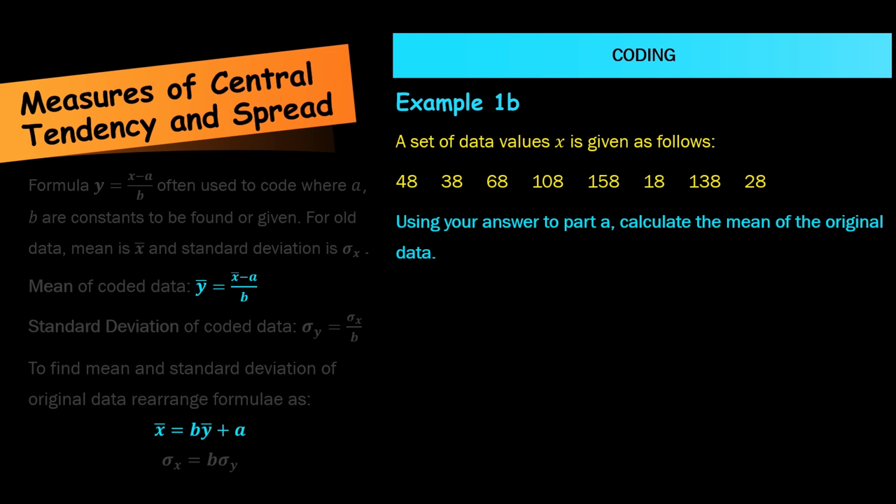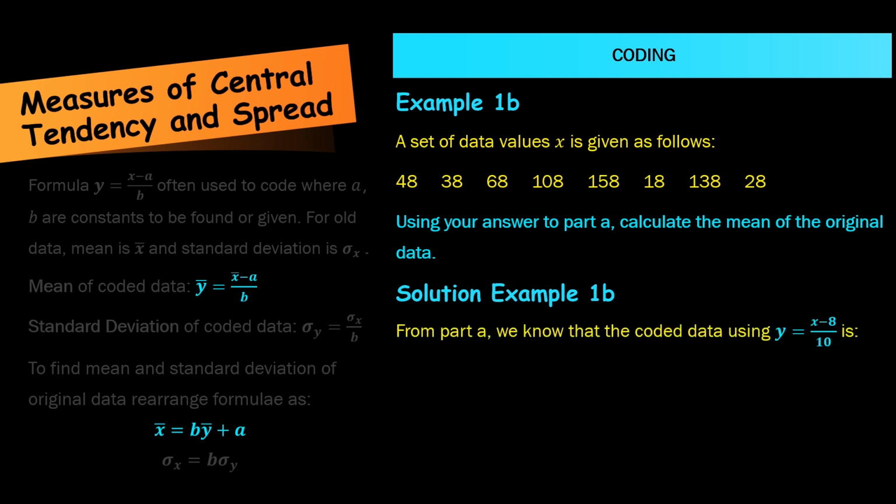So we have y bar equals x bar minus a over b. Remember, this was the formula we used in part A to code the data. And the rearrangement of this is x bar equals b times y bar plus a. We're going to use both these formulae to help us with this solution. So let's solve this.